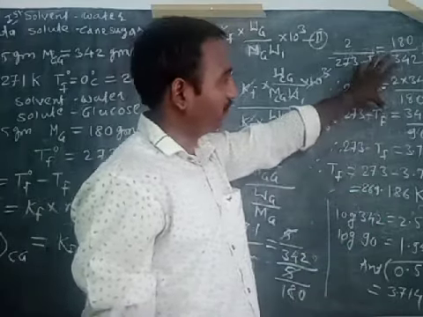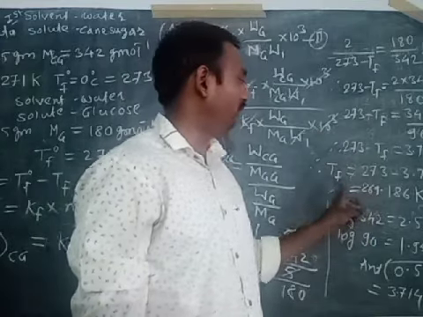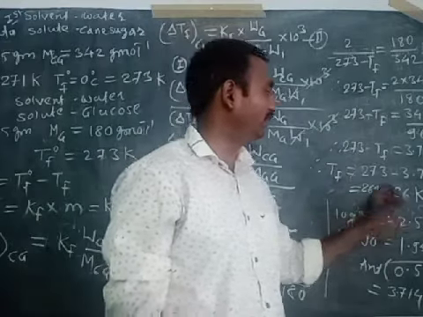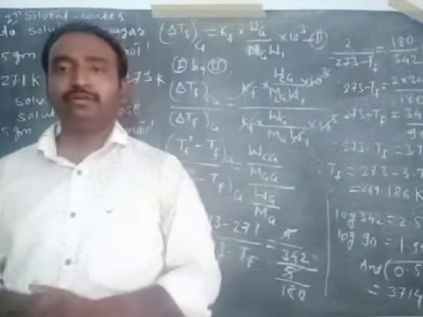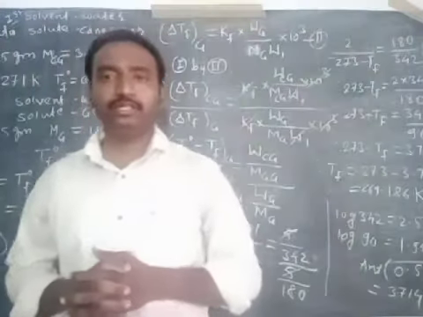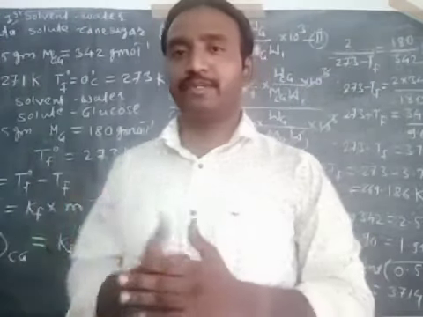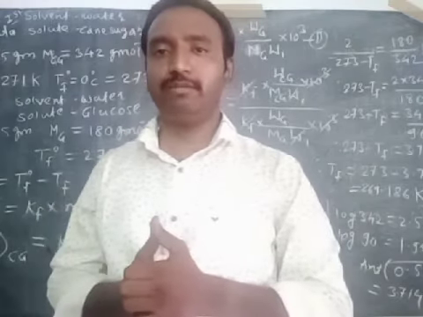And by calculating all these terms, we will get the final value, that is Tf is equal to 269.186 Kelvin, and that is the freezing point of the glucose solution, that is the second solution. This is about the third problem of your solution chapter.